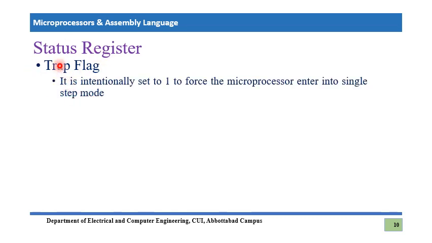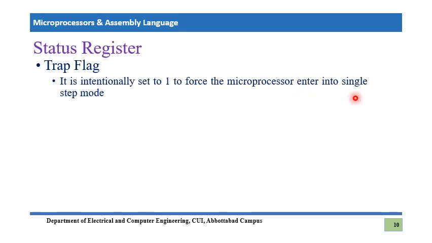So the first control flag that we are going to discuss is the trap flag. It is intentionally set to one to force the microprocessor to enter single step mode. What is single step mode? That is basically a debugging mode.